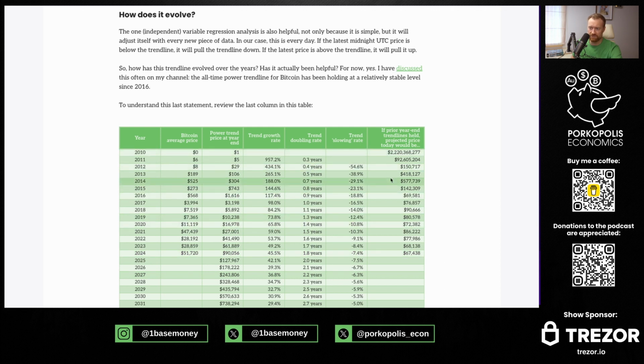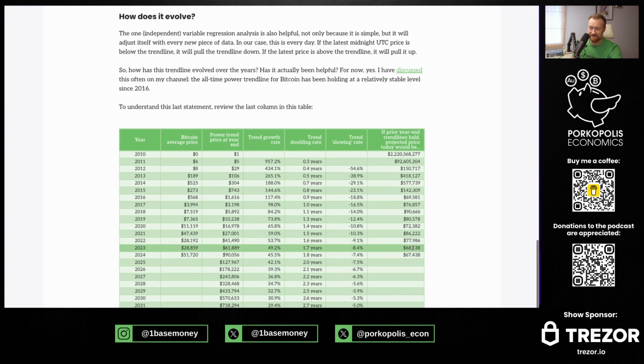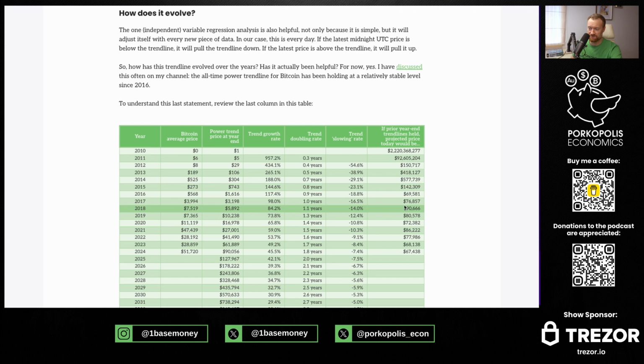But this is an interesting one. I would put your attention to this last column here. Let's read the title. If prior year-end trend lines held, the projected price today would be these amounts. Okay, so this updates every day, and now you have it on the website for you to check in on anytime. But I've shown this on many podcasts, many videos.